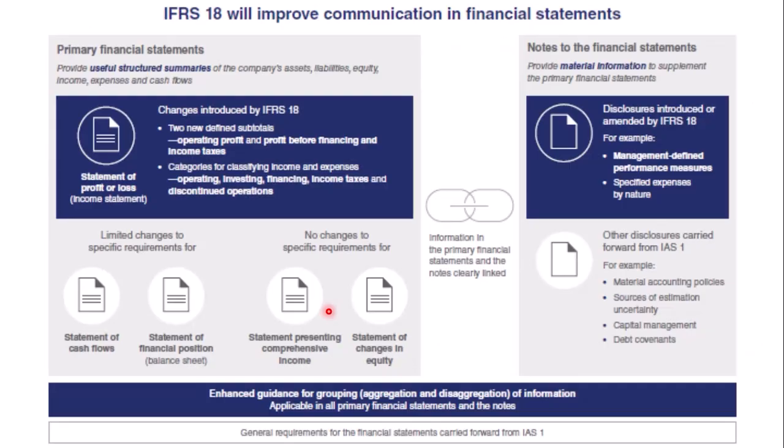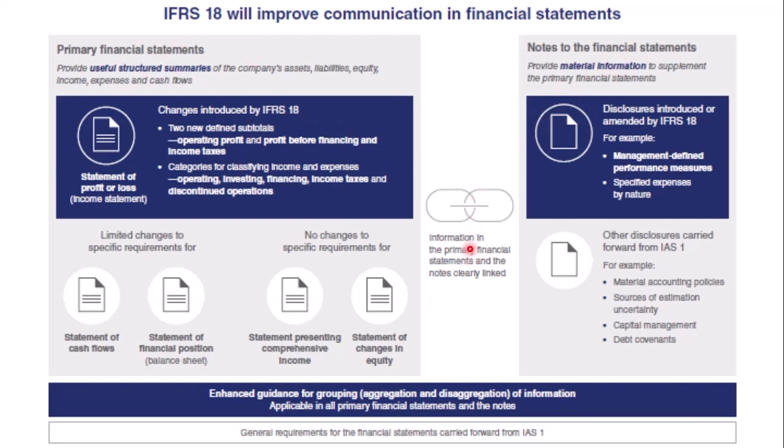In a nutshell, this is what the one-pager document says. IFRS 18 will improve communication. That's what it's all about. In the primary financial statements, and this is the realm where IAS 1 was before, it consisted of the primary financial statements and then you've got notes to the financial statements. So this is the presentation and this is the disclosure, right?